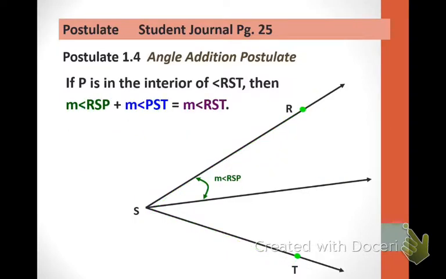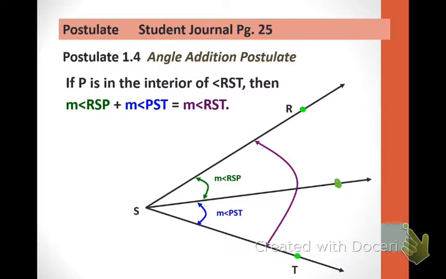So here's what you want to fill in the blank at the bottom. We have the measure of RSP plus the measure of PST equals the measure of RST. So when you add the two angles together, you get the outer angle. Just like when we add the two segments of the field, we get the whole length of the field.